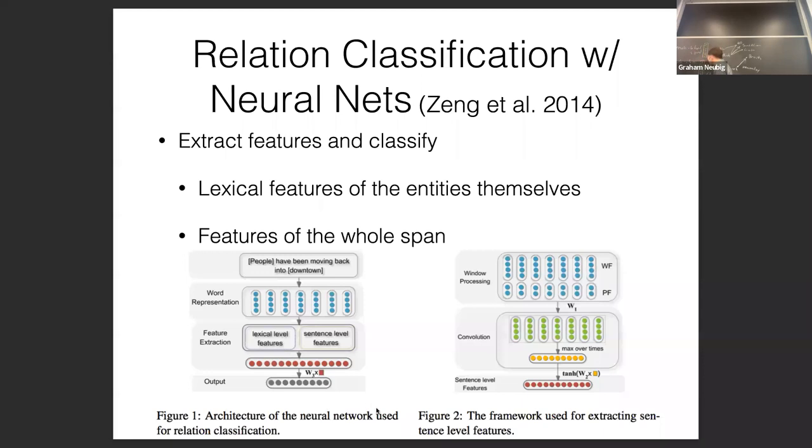In relation extraction, relation classification is a multi-label classification problem because a single sentence can indicate multiple relations. So, like, "Steven Spielberg is the writer and director of Saving Private Ryan" would indicate writer is true and director is true.